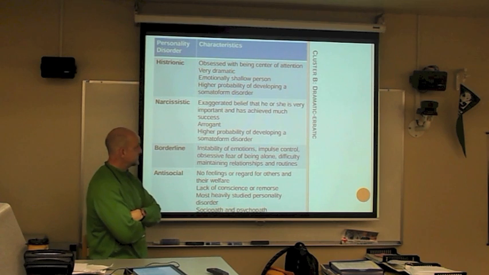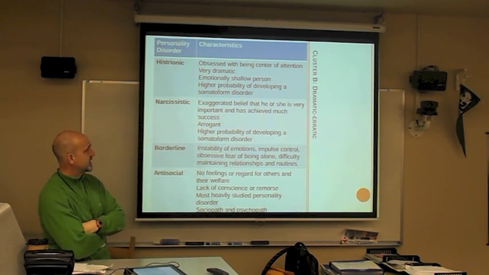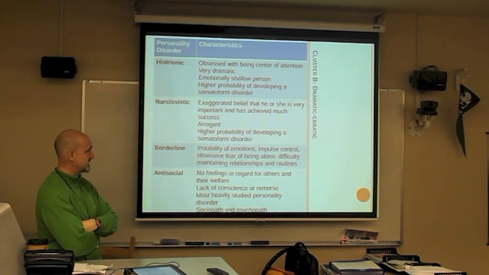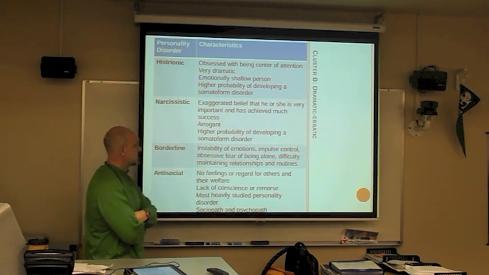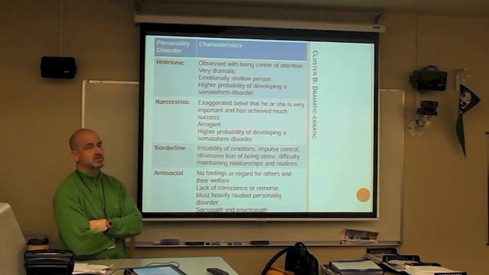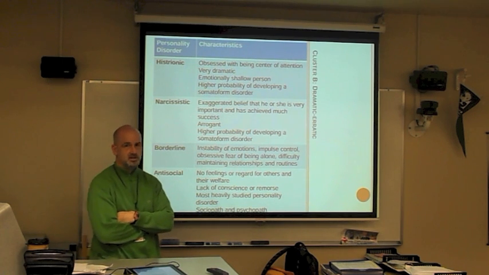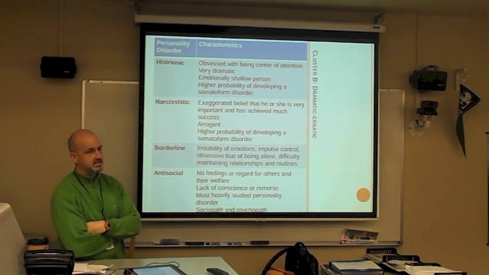Now, narcissistic, this is the one probably people are most familiar with. They have the belief that they're very important and that they have achieved much success. The problem is they've achieved no success, but they believe they have. The difference between narcissistic and someone that's arrogant is arrogant often comes from a result. In other words, somebody who's arrogant has won something, and they let everybody know. Narcissistic can finish last, but in their mind, they finished first. That's why it's a disorder.